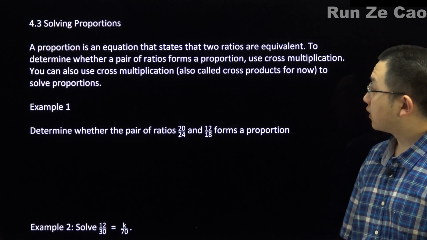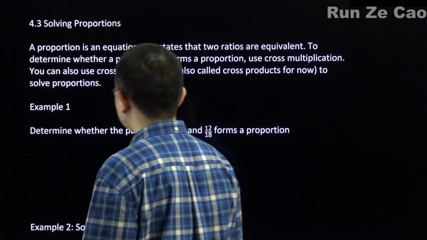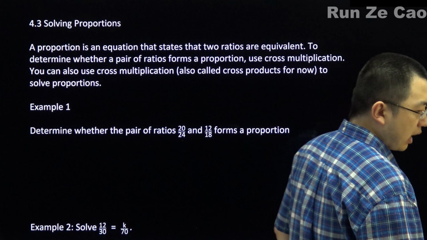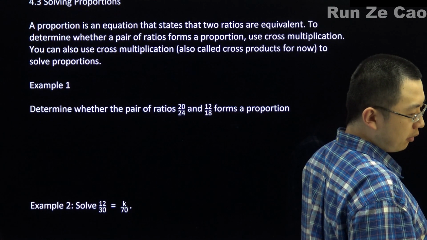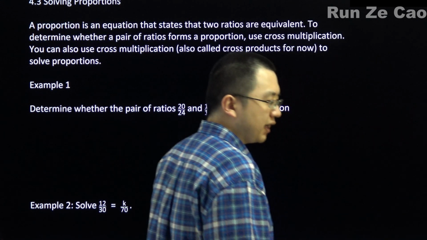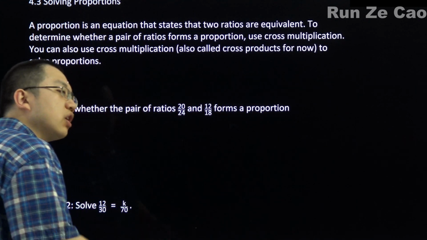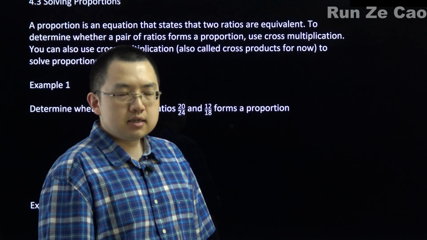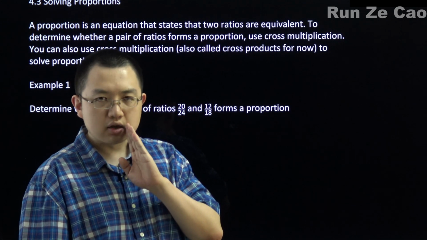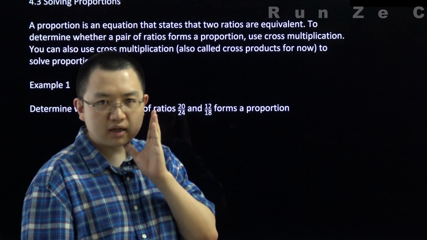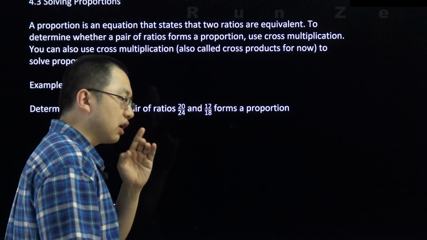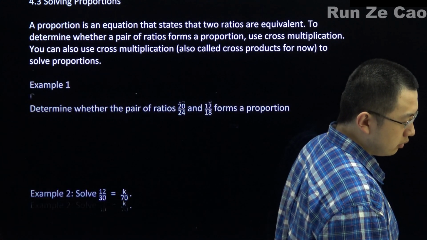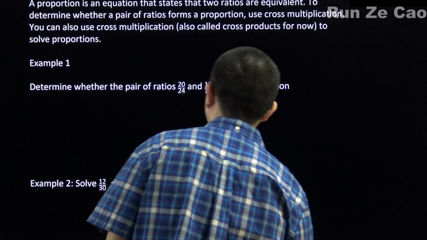Solving proportions. A proportion is an equation that tells you that two ratios are equivalent. To determine whether a pair of ratios forms a proportion, use cross multiplication, which at the current grade level may also be called cross product. Hint, cross product and dot product are completely separate things, and they are forms of multiplication once you get to studying vectors. So, you can also use cross multiplication to solve proportions.